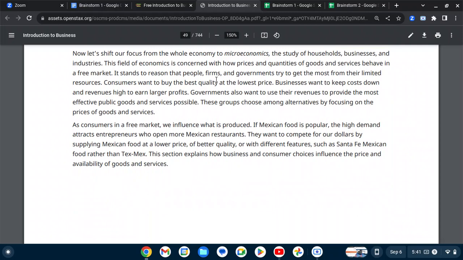As consumers in a free market, we influence what is produced. If Mexican food is popular, the high demand attracts entrepreneurs who open more Mexican restaurants. They want to compete for our dollars by supplying Mexican food at a lower price, of better quality, or with different features, such as Santa Fe Mexican food rather than Tex-Mex. This section explains how business and consumer choices influence the price and availability of goods and services.